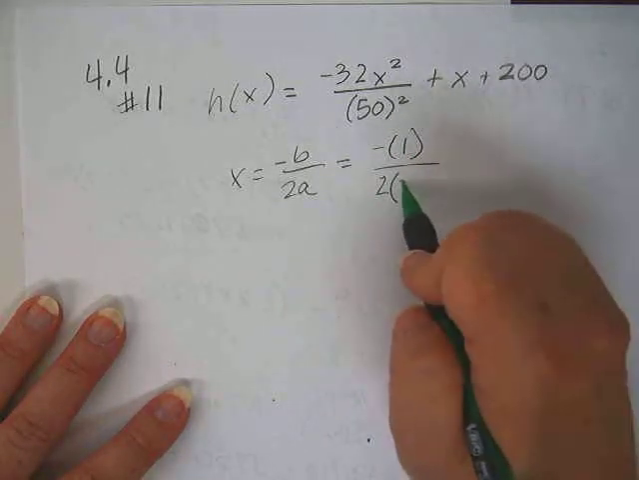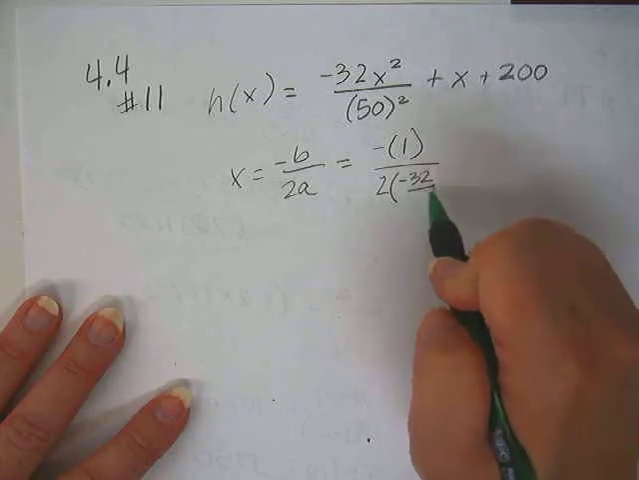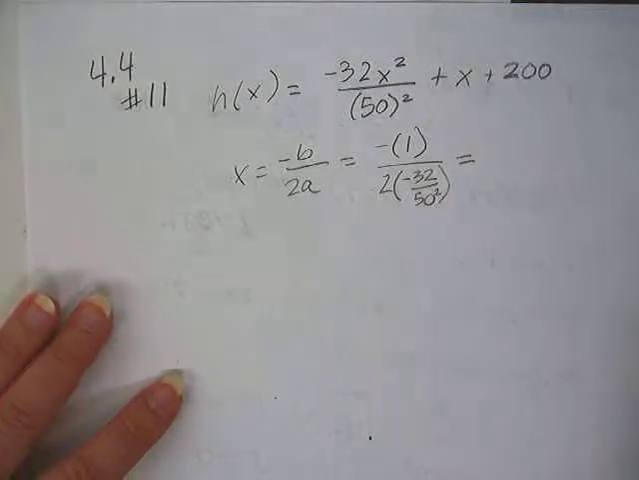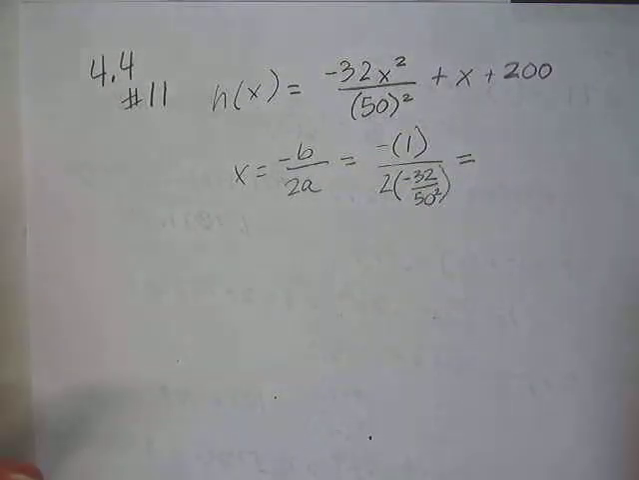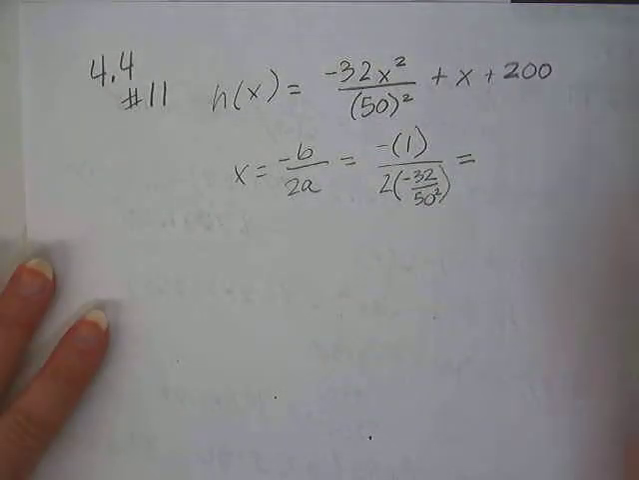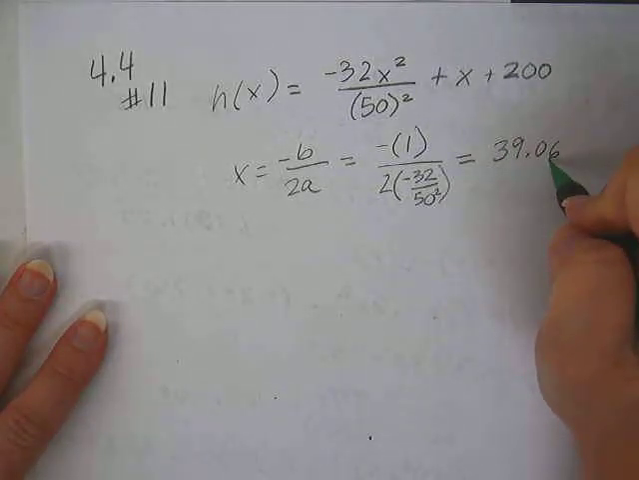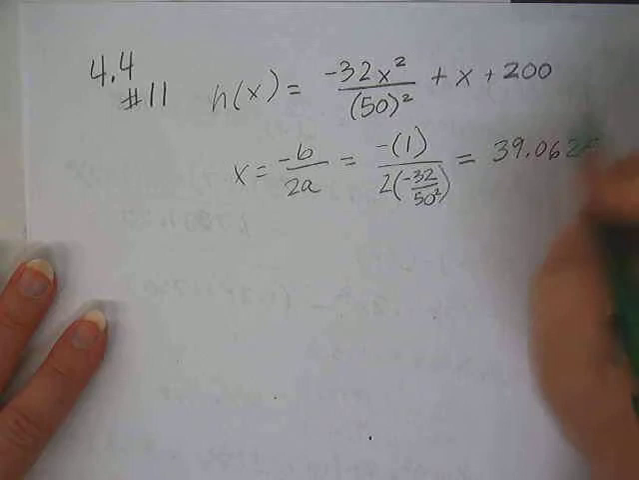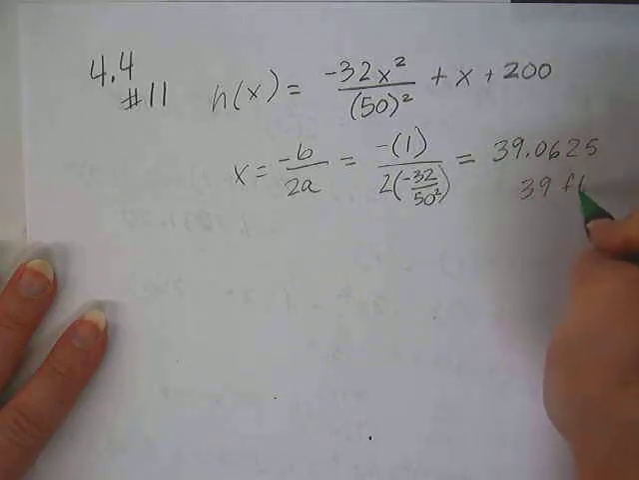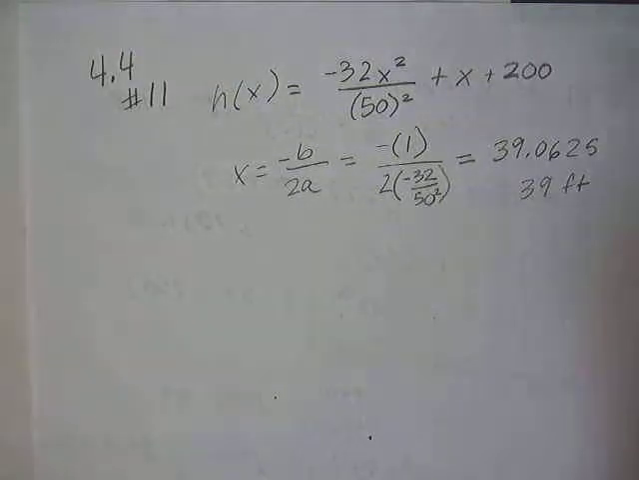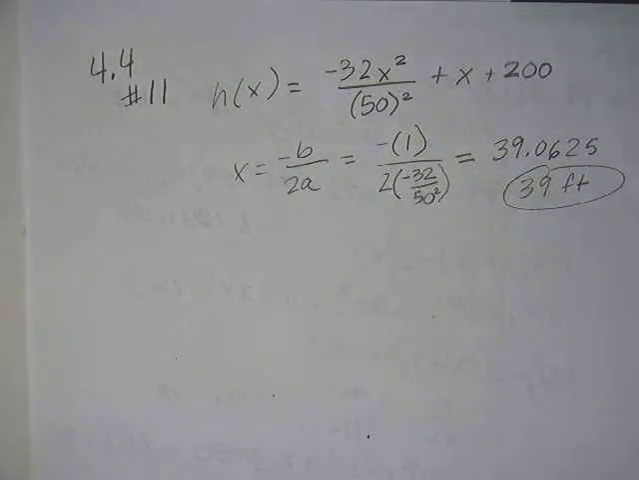And then 2 times a, well a is this ugly negative 32 divided by 50 squared thing. So that takes some calculations, and what do you get? 39.0625. So basically 39 feet from the bottom of the cliff is where it reaches its maximum height, right?